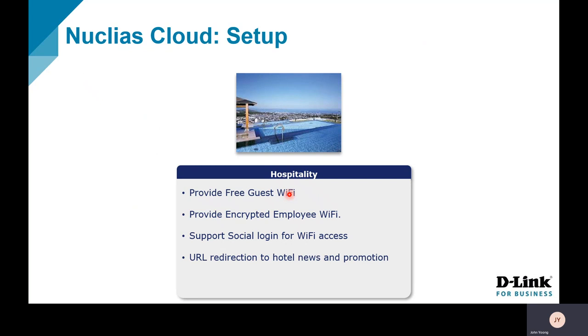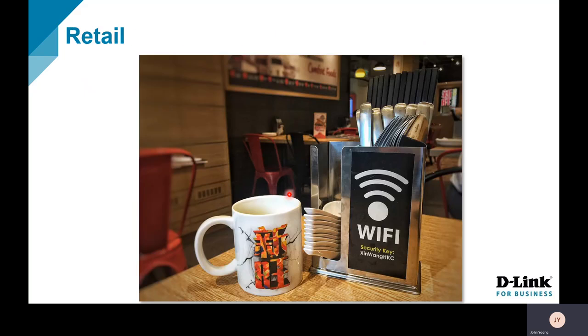So the setup is very simple for the hotel. For the guest Wi-Fi, normally it will be free or through a captive portal, even by local database or social login. Then for the employees, they have WPA, WPA2, or even WPA3. Once the authentication is finished for the guests, you can do URL redirection to the hotel news and promotions also.